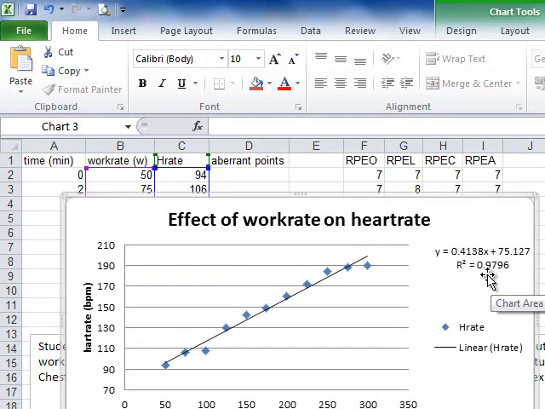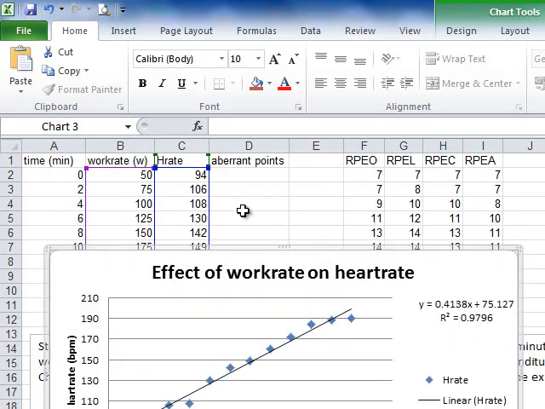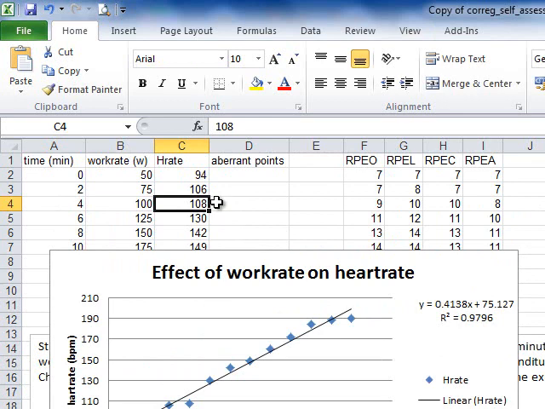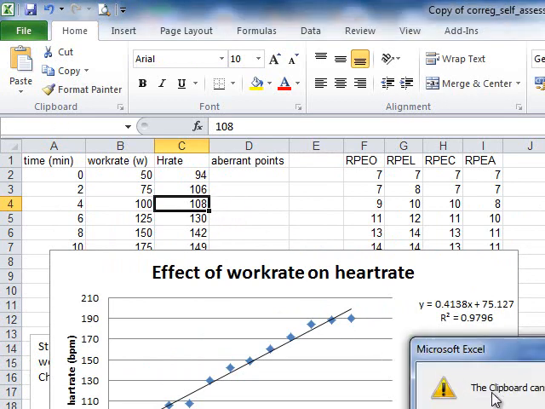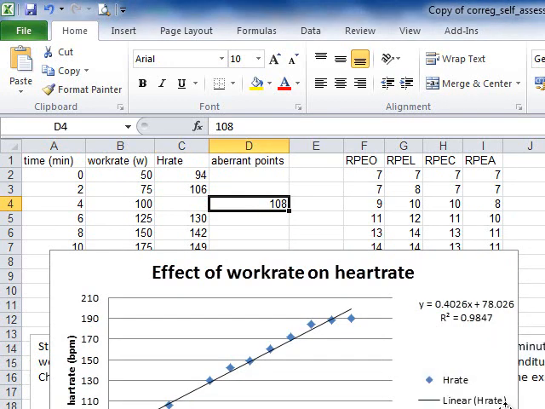You can see at the moment my R squared value is 0.9796. So I'm going to get rid of this point here at 100 watts. And to get rid of it, I'm just going to slide it over into this second column. So look what happens to the graph. The point has now vanished. Look what's happened to R squared. R squared has actually gone up. Our fitted regression line is now a better fit to the data.